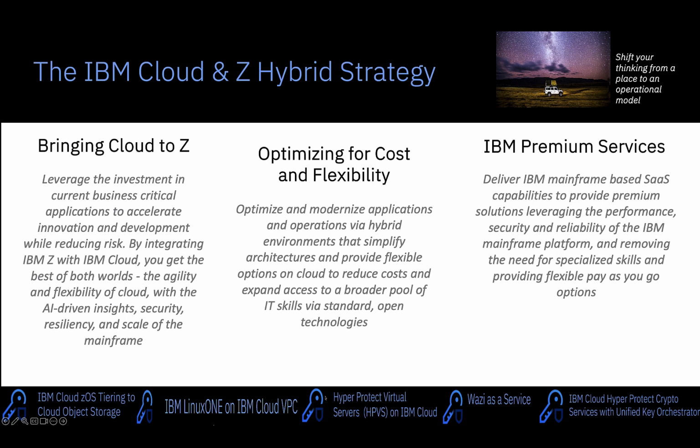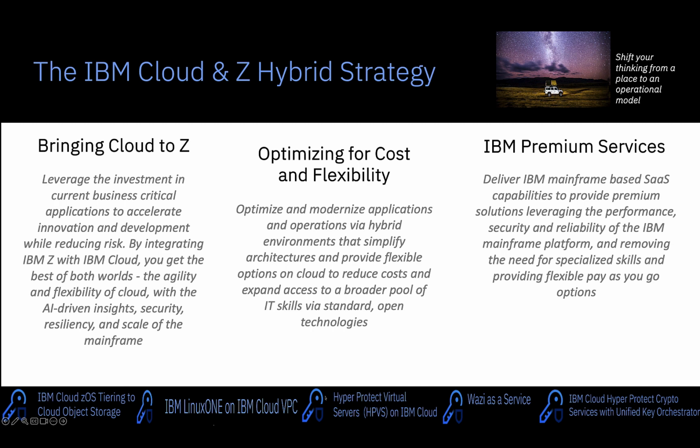Here we can see our strategy around IBM Z and IBM Cloud, where you can take advantage of the benefits of both worlds, the agility, AI insights, and speed of cloud, combined with the security, resiliency, and scale of the mainframe. With hybrid cloud, you can optimize for cost and flexibility by expanding access to more technologies. You have choices on what parts can be moved to cloud and what parts can leverage the power of Z to make things better. And the IBM Cloud Catalog offers premium services that are mainframe based as a service that all customers can take advantage of.